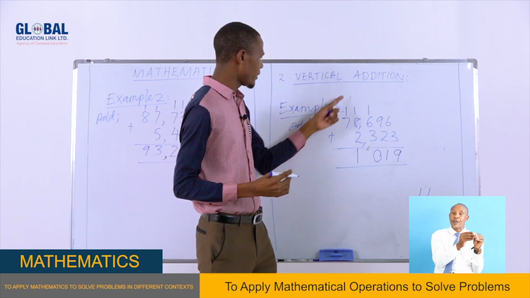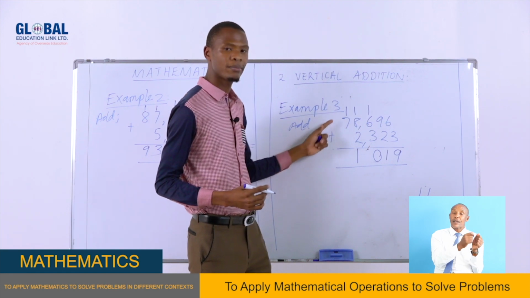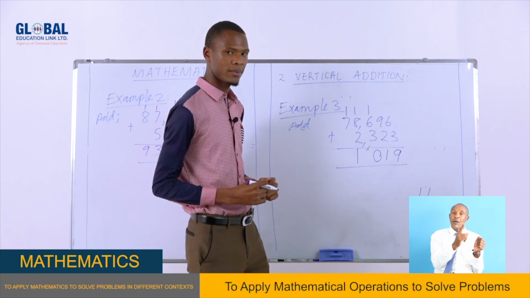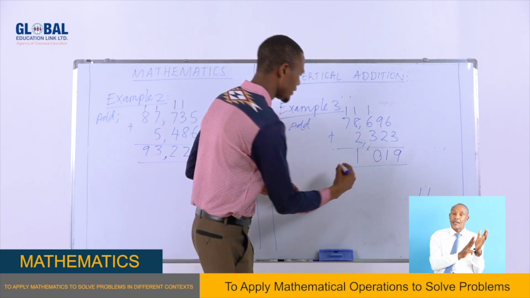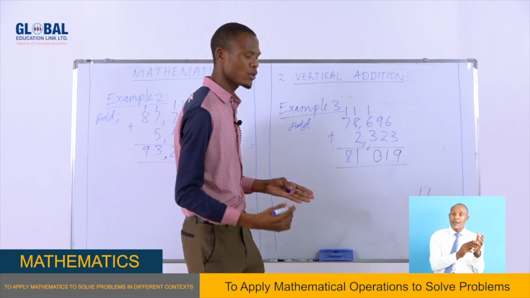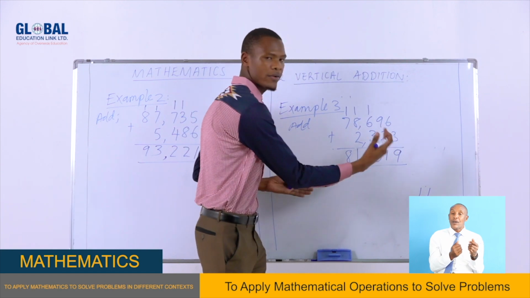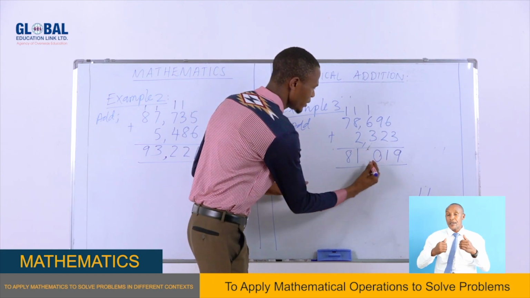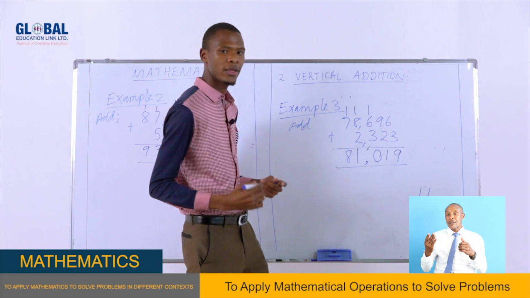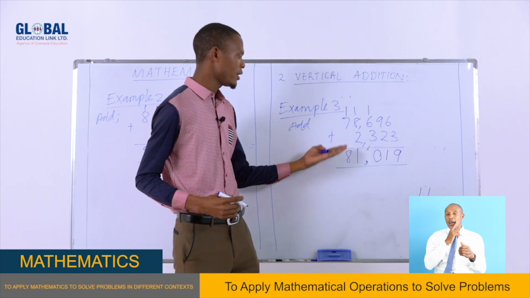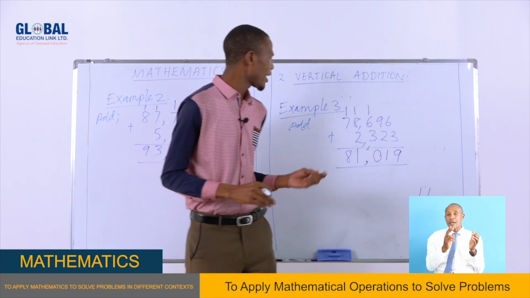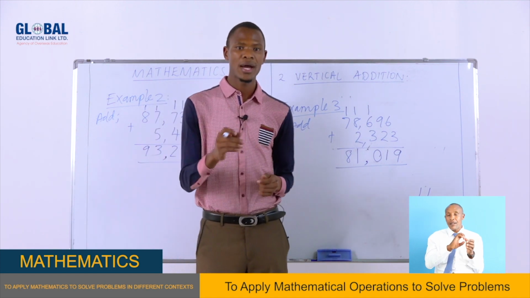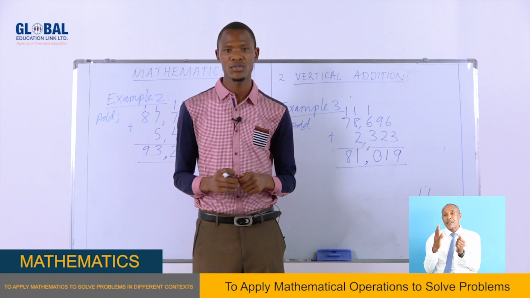And lastly, in the place of 10,000s, we have 1 plus 7. What is the sum? 1 plus 7 equals to 8. Therefore, we separate 3 digits from the right-hand side. 1, 2, 3. We put comma. And therefore, our answer is 81,019.